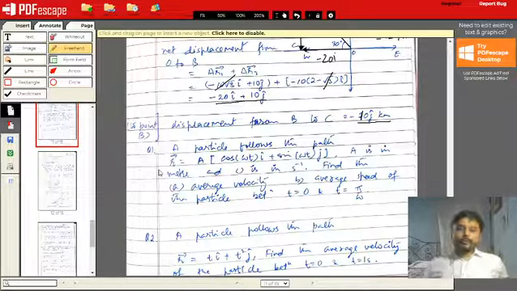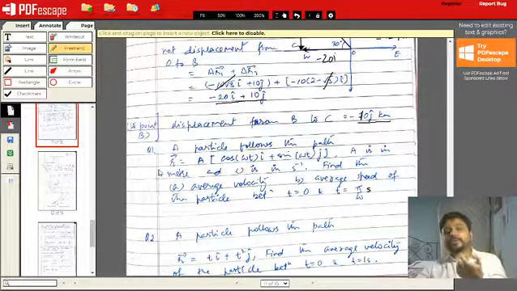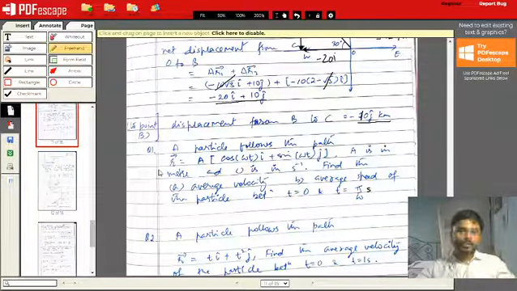A particle follows the path r vector is equal to a cos omega t i cap plus a sin omega t j cap. A is in meters and omega is in per second. Find the average velocity and the average speed of the particle between 0 and pi by omega seconds. So how do we do this? When a particle follows a path which we cannot regularly imagine, we just substitute the values of time. The values of time here are 0 and pi by omega.